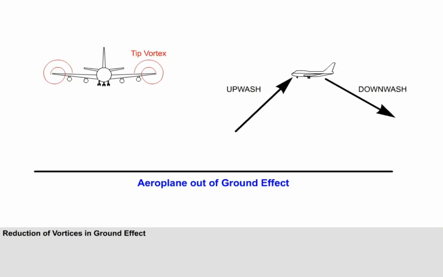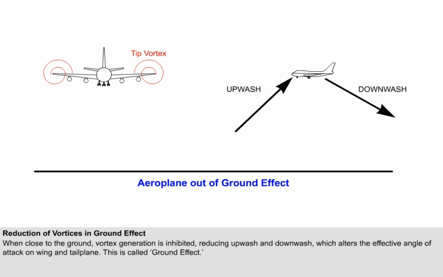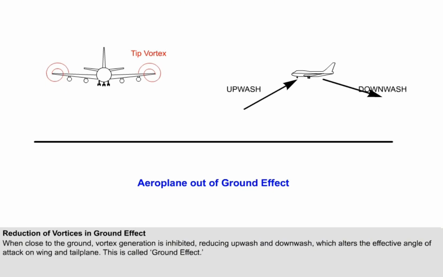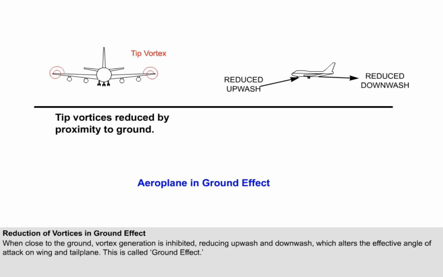When an aircraft is flying at any height significantly more than its own wingspan, the development of wingtip vortices is unaffected, and the vortices will have their normal effect of upwash in front of the wing and downwash behind it. However, during takeoff and landing, proximity to the ground, at heights less than the aircraft's wingspan, will prevent full development of the vortices, which reduces the upwash and downwash. This, in turn, causes the effective angle of attack of the wing to increase. This, with the associated aerodynamic changes which occur, is known as ground effect.